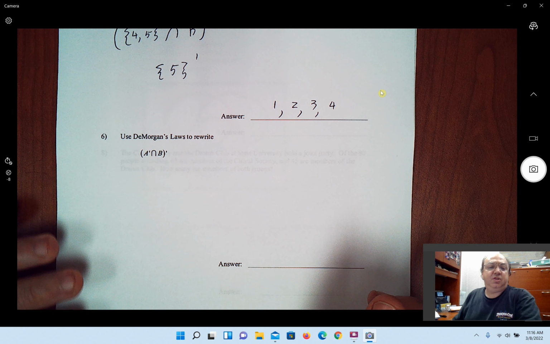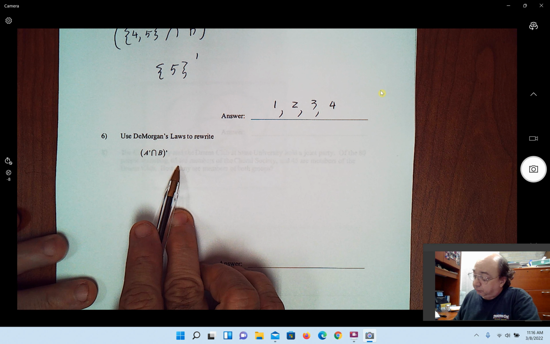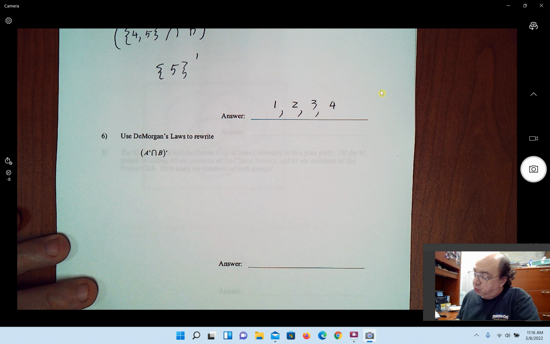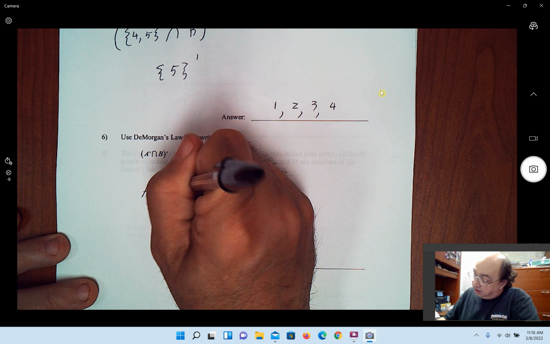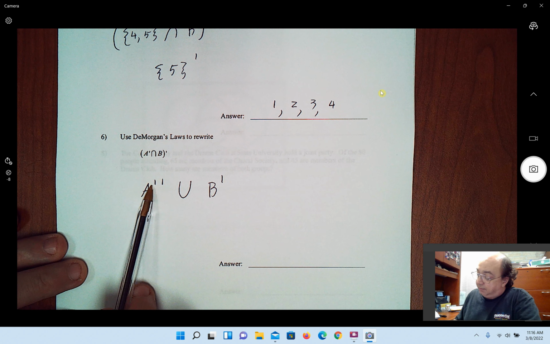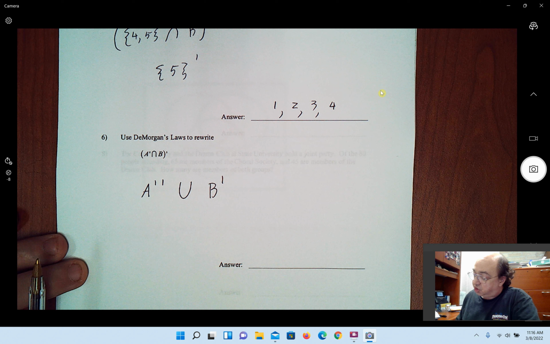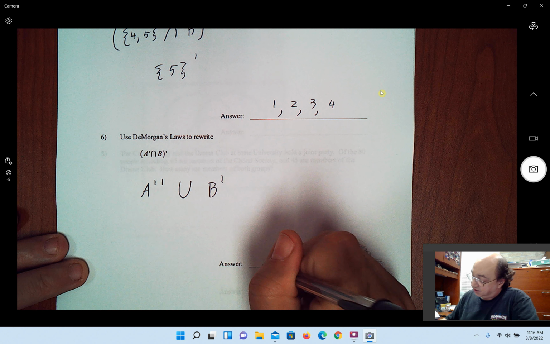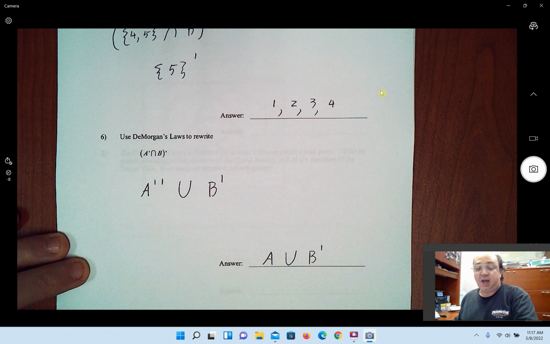All right, number 6, we want to use De Morgan's laws to rewrite this statement. So De Morgan's law says I can basically take this complement and distribute it through the parentheses. And when I do this, the intersection becomes a union. So the A complement gets a second complement, and then the B picks up a complement, and the intersection turns into a union. And then our double complement property basically means this is going to be A union with B complement.